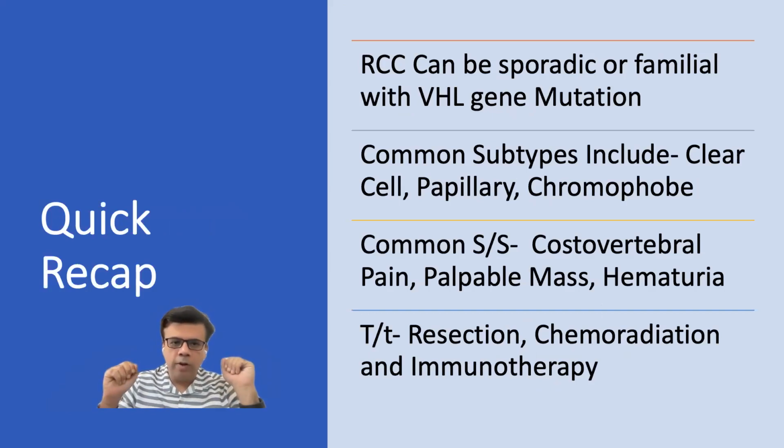RCC can be sporadic or familial. VHL gene mutation is the important gene to remember in the clear cell type, and MET oncogene in the papillary carcinoma. Common subtypes are clear cell, papillary, and chromophobe, though there is a urothelial carcinoma that recapitulates that of the lower urinary tract carcinoma, the transitional cell carcinoma. Urothelial carcinoma is seen in the renal pelvis as well. Common signs and symptoms of renal cell carcinoma include costovertebral pain, palpable mass, and hematuria. Treatment involves resection conventionally, and chemoradiation and immunotherapy may also be tried for better results.